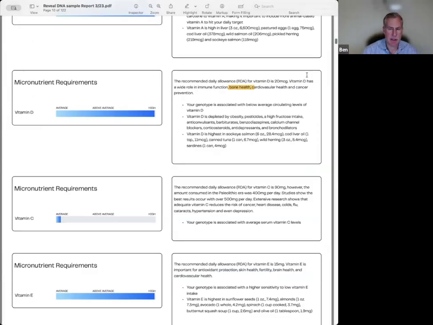Next is vitamin D, a very important nutrient. It has a wide role in immune function, cardiovascular health, and cancer prevention, right? Super important vitamin. This person has a lower than average circulating level of D. Where is it depleted? Obesity by default, unfortunately.